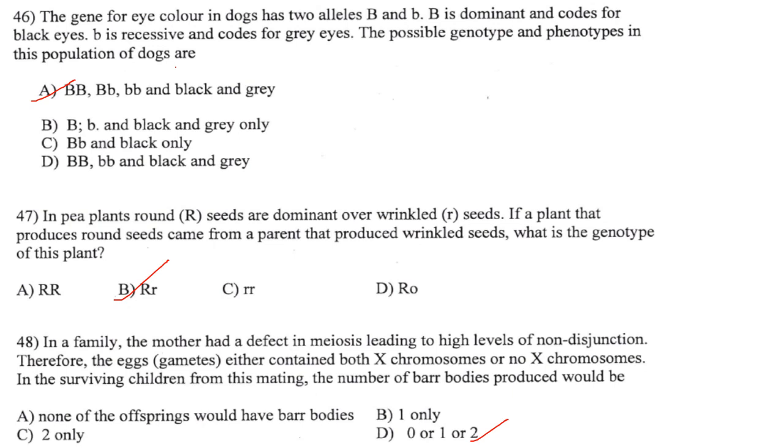The next one. In a family, the mother has a defect in meiosis leading to a high level of non-disjunction. Therefore, the egg gametes either contained both X chromosomes or no X chromosomes. In the surviving children from this mating, the number of bar bodies produced will be either 0 bar bodies or 1 or 2 bar bodies will be produced. Answer is option D.